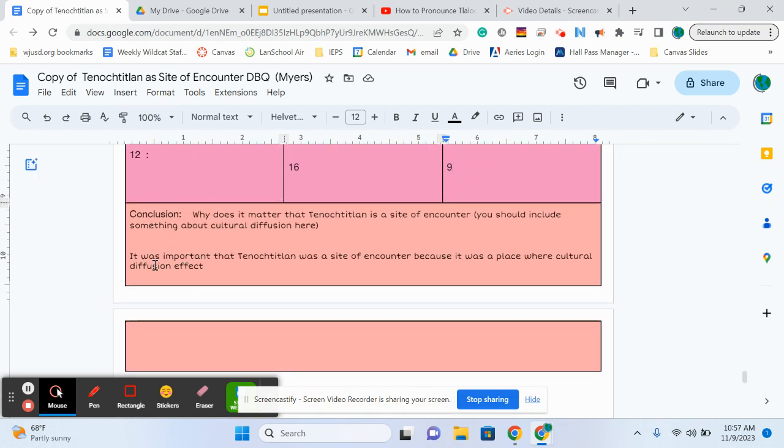I do need a conclusion sentence. You've got a little sentence starter here, but you're answering the question of, why does it matter that Tenochtitlan was a site of encounter? And you want to use the phrase cultural diffusion. So it was important that Tenochtitlan was a site of encounter because it was a place where cultural diffusion would, and then however you want to finish that sentence. And then bam, you're done with your map.